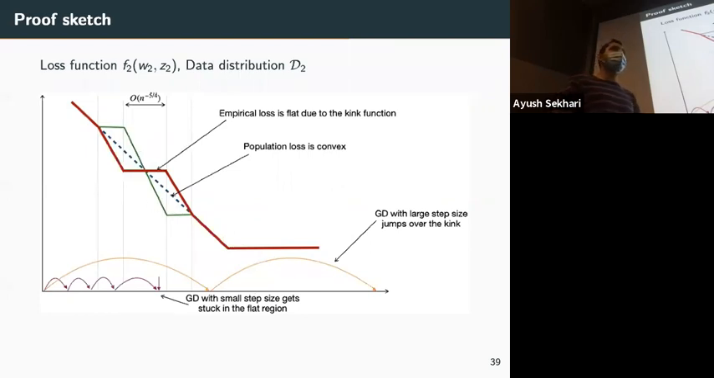But when you collect a data set and look at the training loss induced on this data set, it will have many of these kinks here and there. And these kinks are what stop a small step size algorithm from proceeding, because they're almost flat for half of their width. So if you use a very small step size procedure, it will get stuck in one of these kinks, but a large step size will just jump over it.